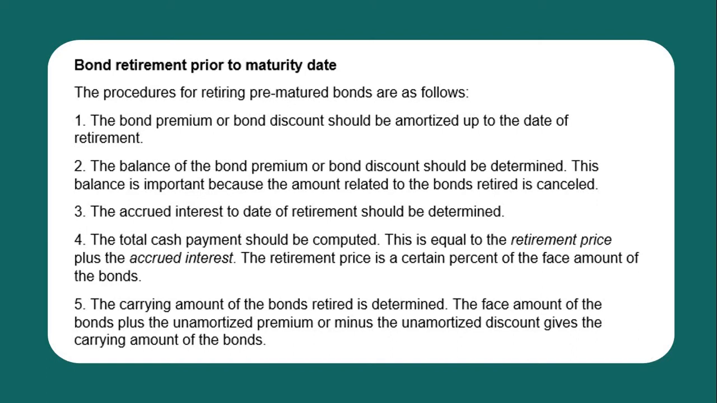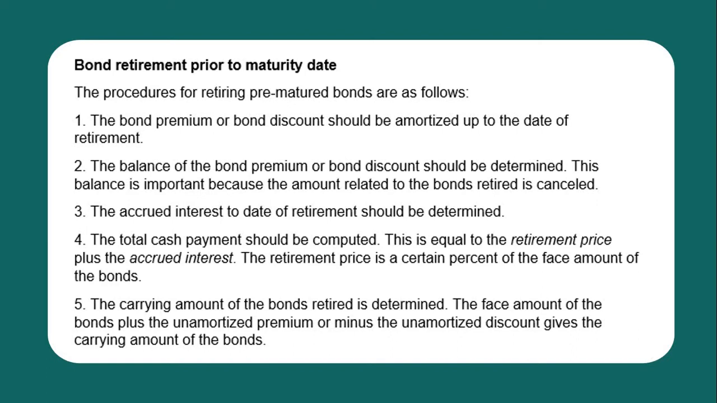Next, total cash payment should be computed. So, the total cash payment is equal to the retirement price plus accrued interest. Okay? So, in the step 3, we determine the accrued interest because it will be included in determining the total cash payment. So, total cash payment includes the retirement price. The retirement price will be a certain percentage of the face value, like say for example the quoted price. Okay, kung ang retirement price is the same with the quoted price, kato ganing 97 or 97%, 105 or 105%, mao na siya ang retirement price.